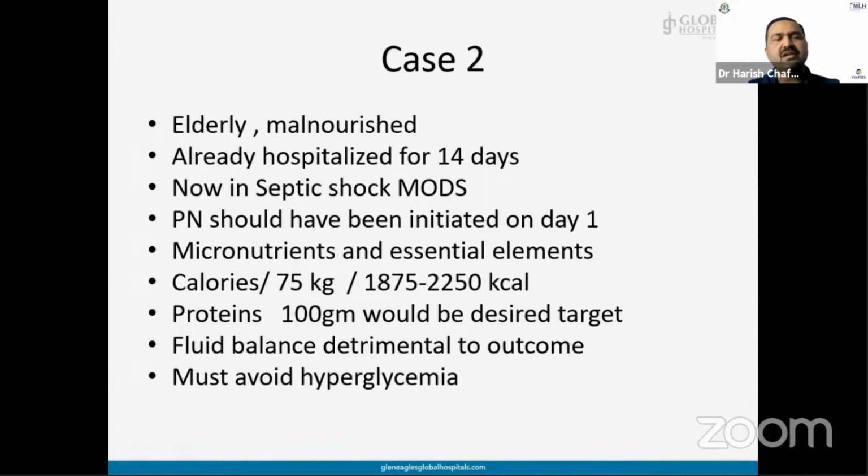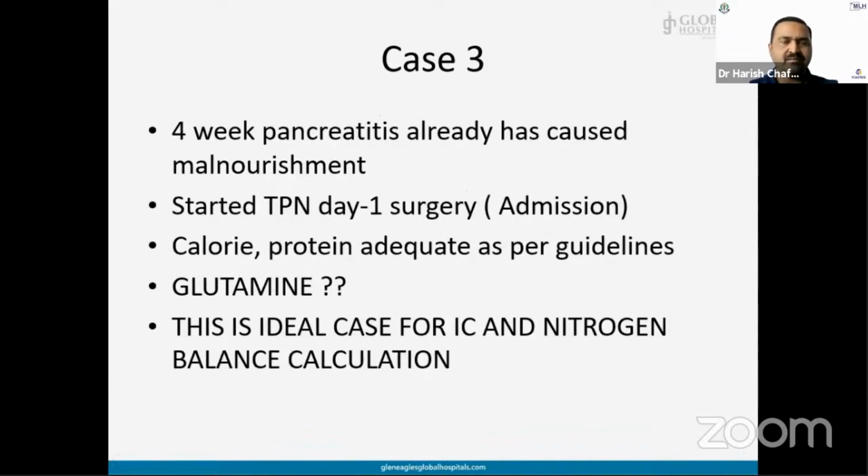For case 2, he was an elderly, malnourished patient, already hospitalized for 14 days, with septic shock and MODS. PN should have been initiated on day 1. Micronutrients and essential elements definitely require supplementation, and this was the prescription for him. 75 kg, so 1875 to 2250 calories. Protein of 100 grams would be desired and targeted. Fluid balance determines outcome, and we must avoid hyperglycemia because he was already a known diabetic.